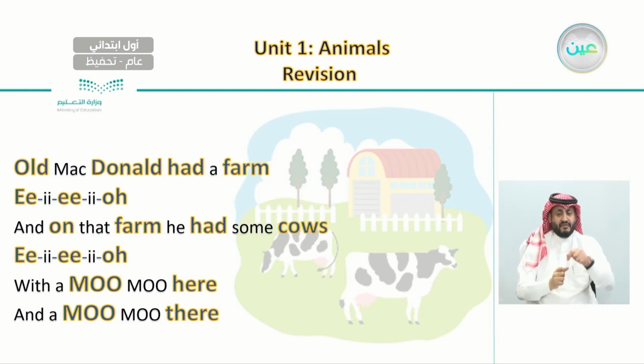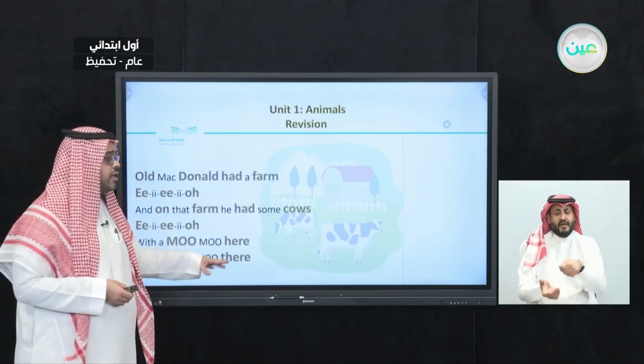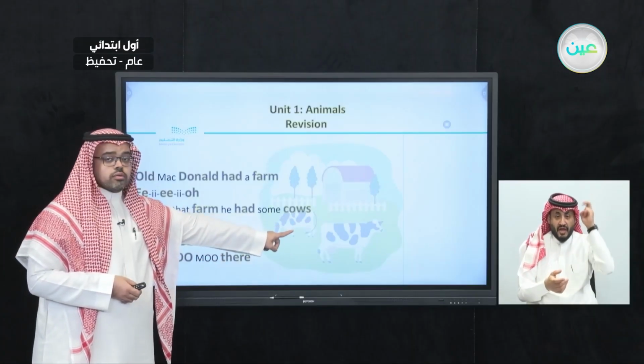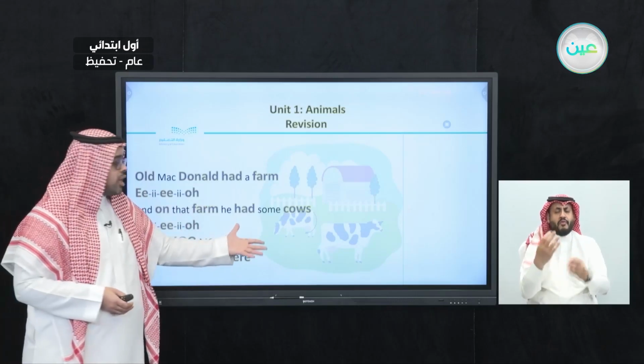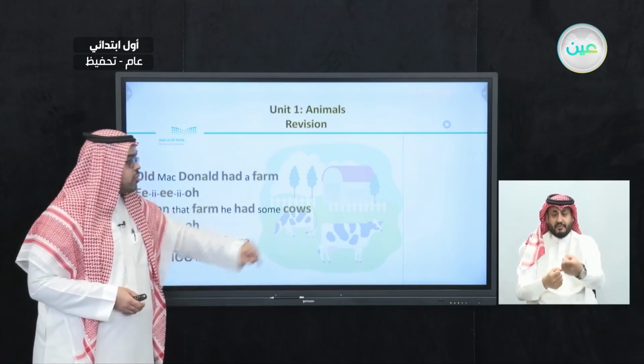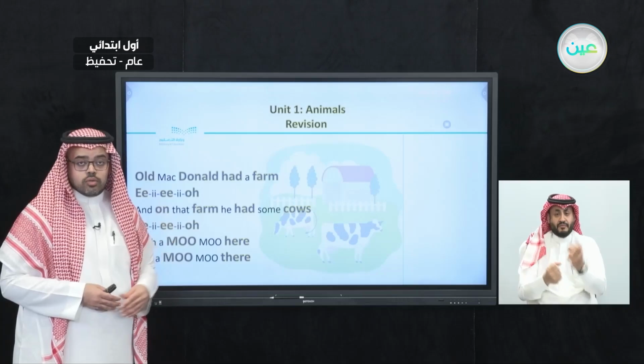So we said that this chant was about a farmer whose name is MacDonald, and that farmer had a farm, as we see here, and in this farm he had some cows. So not only one cow, but more than one, some cows. As we can see here, we can see a picture of two cows.